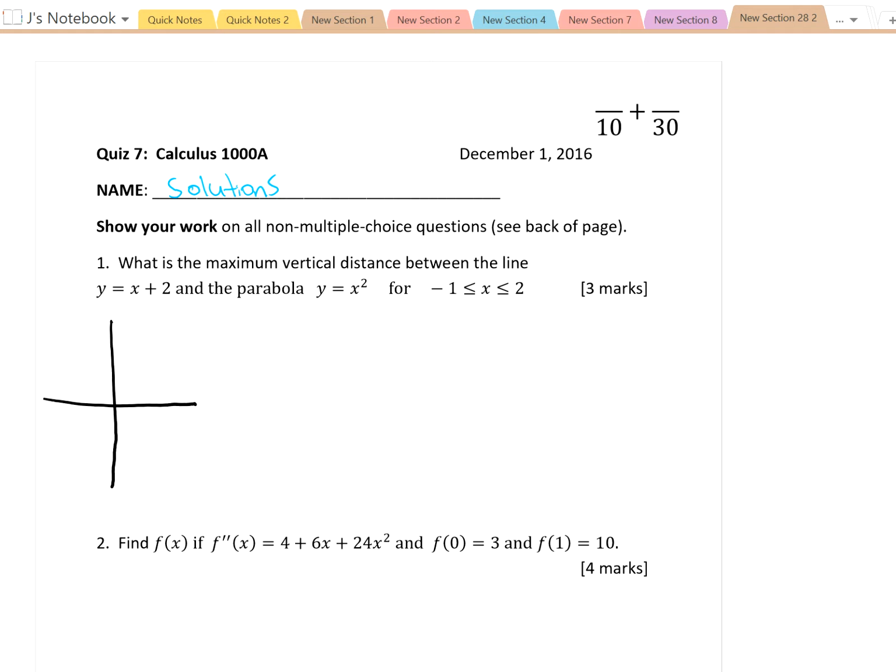X and y axes. Here's the line y is equal to x plus 2. So that's a y-intercept of 2, slope of 1. And then the next curve, y is equal to x squared, a parabola facing up. And from the picture, it's clear that for values of x between negative 1 and 2, the red line is on top.